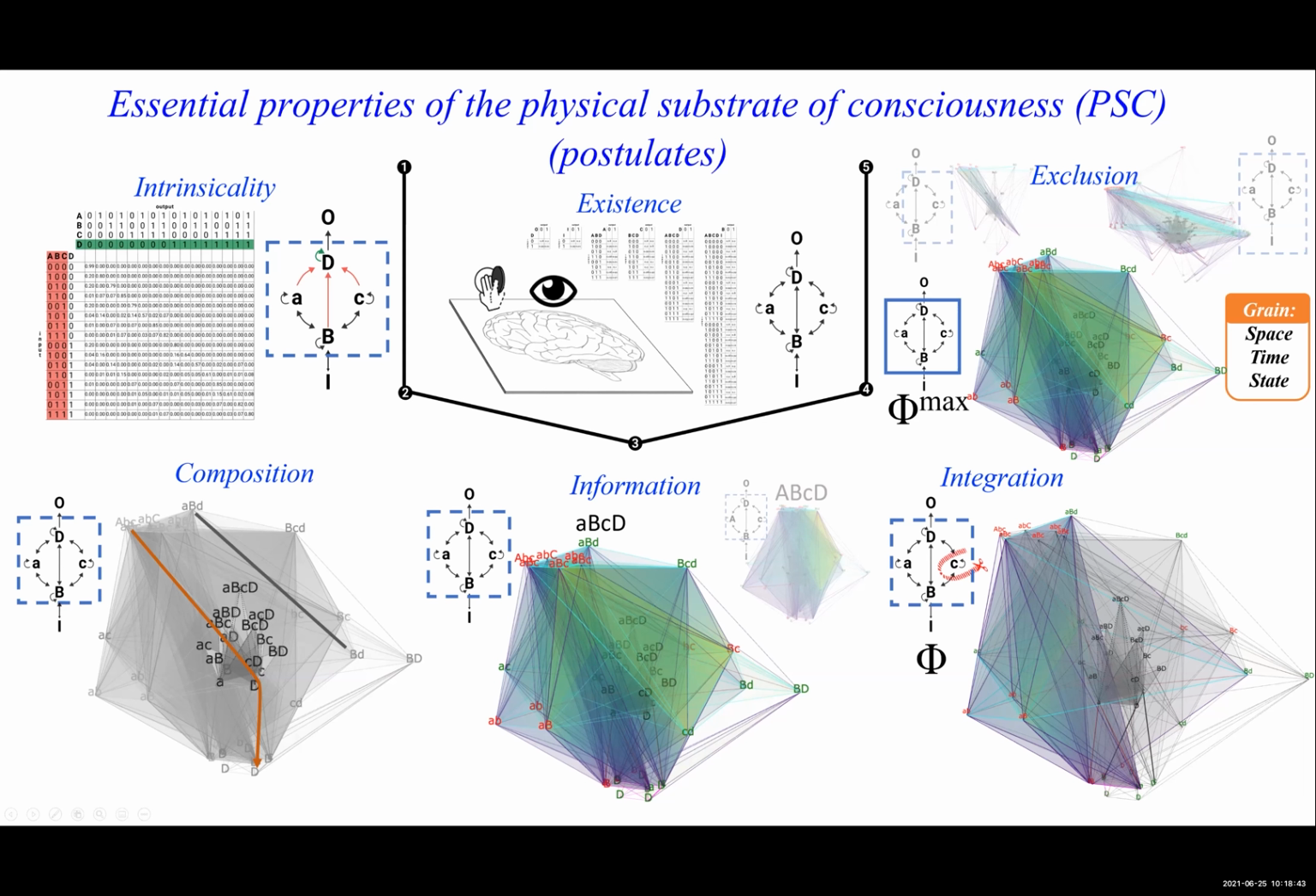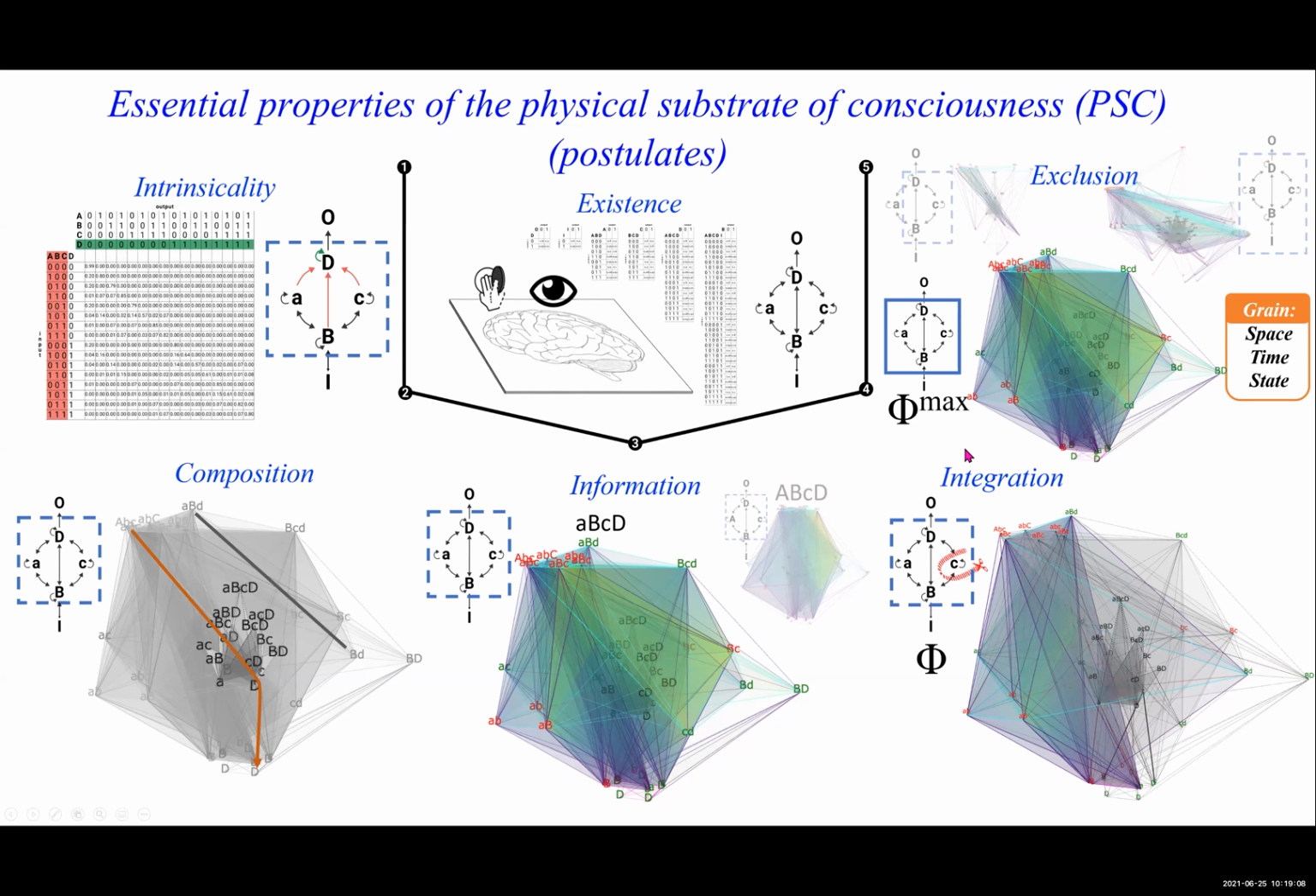And the quantity phi is indeed a quantifier of how irreducible that structure is, how much the structure exists as one entity as opposed to as separate entities. Finally, exclusion. Consciousness is definite. It has borders. It contains what it contains, not less and not more, at a particular grain.